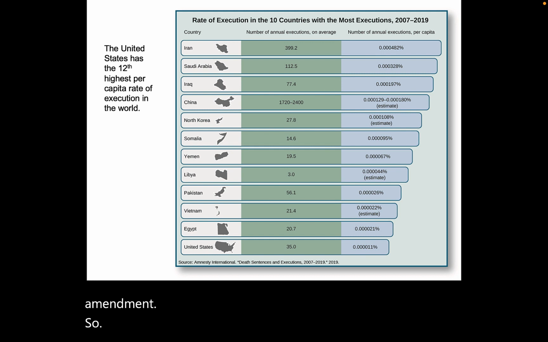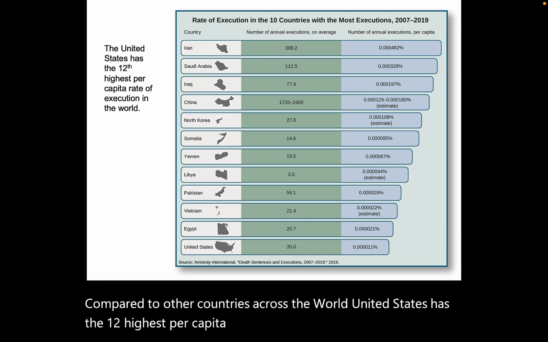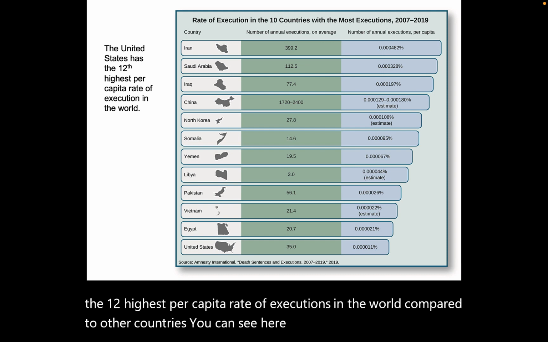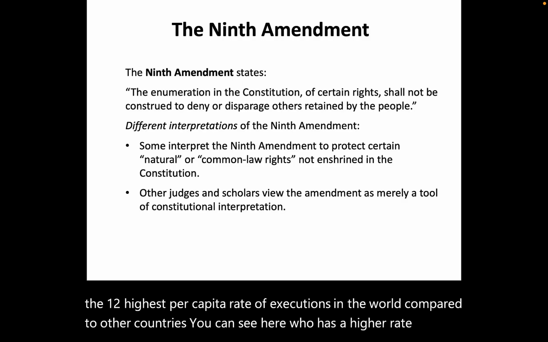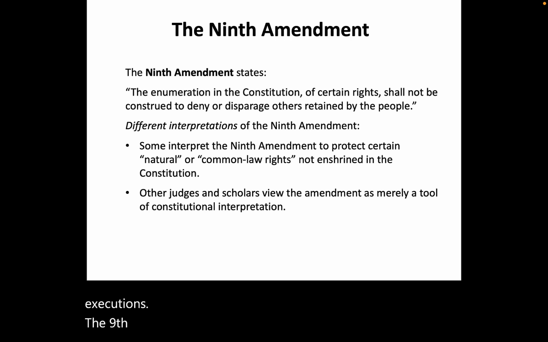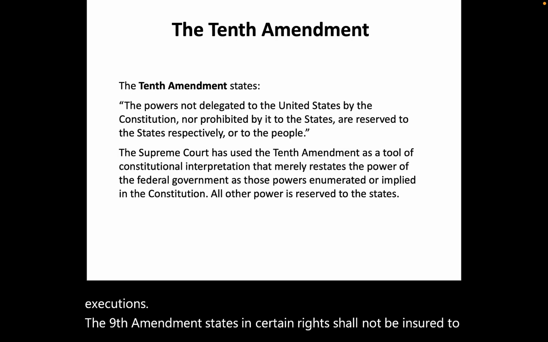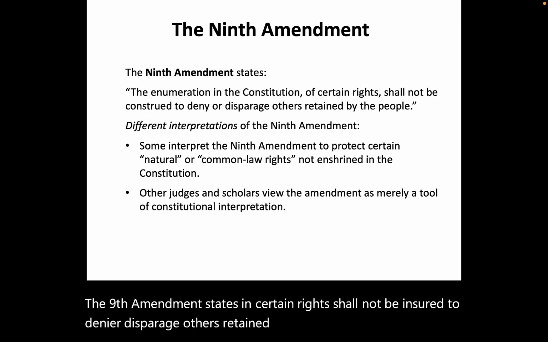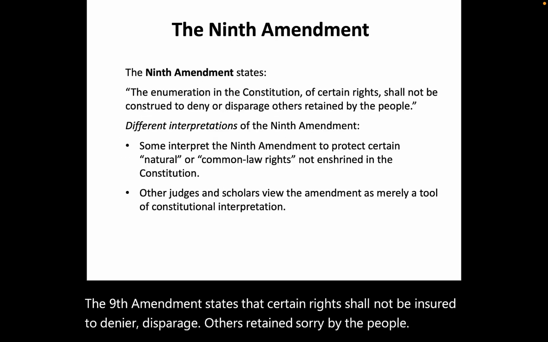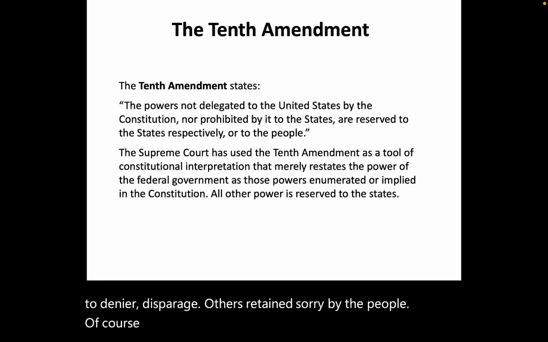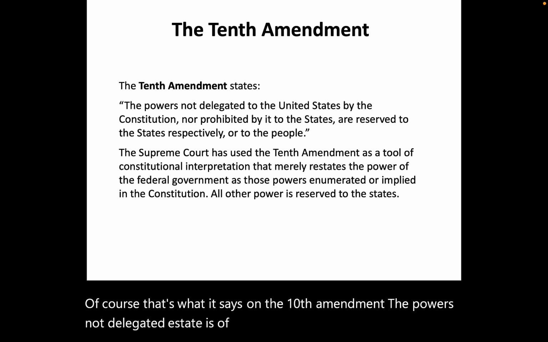Compared to other countries across the world, the United States has the 12th highest per capita rate of executions in the world. You can see here who has a higher rate of executions. The Ninth Amendment states that certain rights shall not be construed to deny or disparage others retained by the people. The Tenth Amendment says the powers not delegated to the United States are reserved to the states.